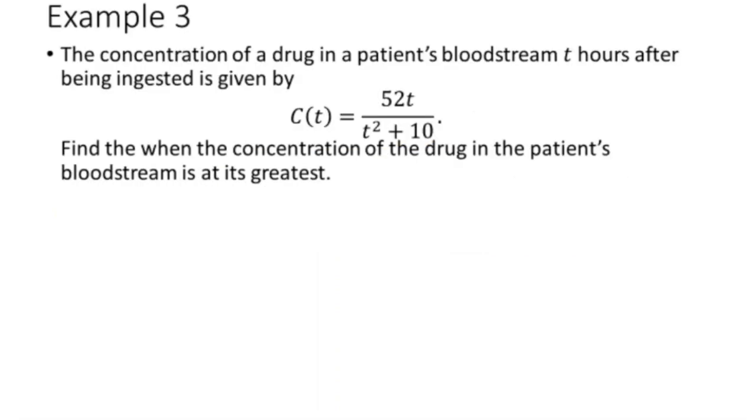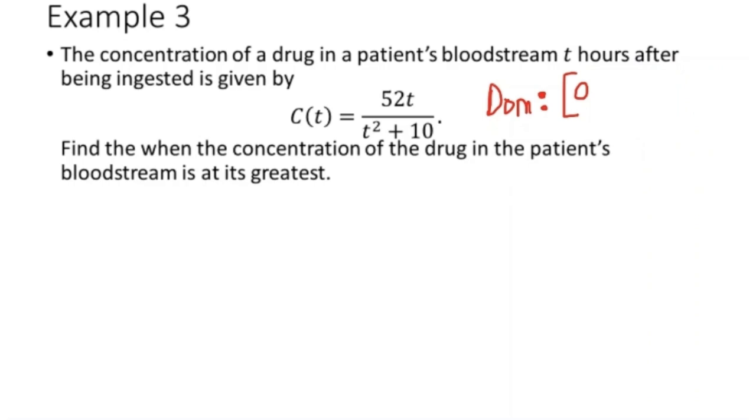The concentration of a drug in a patient's bloodstream T hours after being ingested is given by C of T equals 52T over T squared plus 10. We're going to find when the concentration of the drug in the patient's bloodstream is at its greatest. We are already given the function that we want to optimize, so let's start by finding the domain of this function. Since T represents time since the drug was ingested, the smallest T can be is 0, since T cannot be negative. What about the largest value of T?